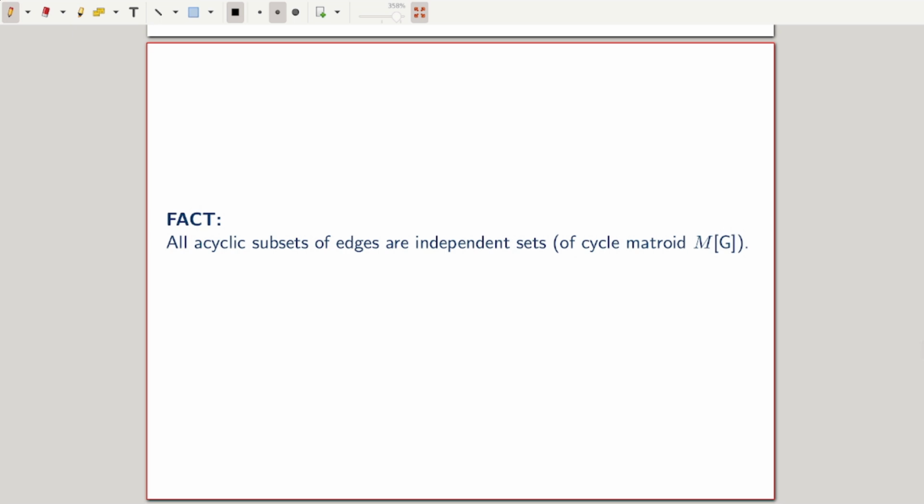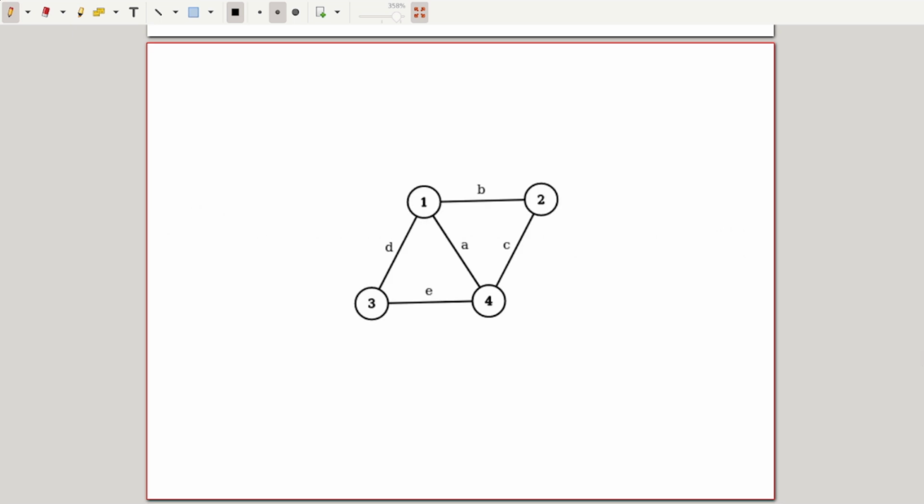Equivalently, the independent sets are edge sets of forests of G. Here we have a graph. For simplicity, it too has 4 vertices. It has 5 edges. It also has 3 cycles.